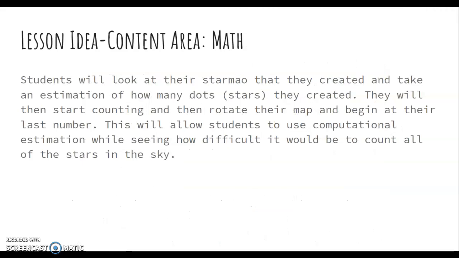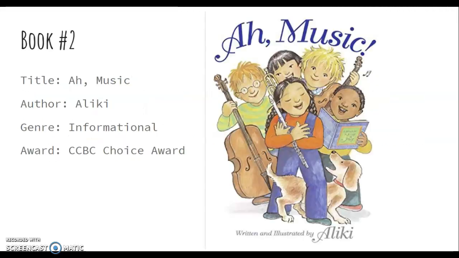For the next idea, students will look at their star map that they created and take an estimation of how many stars that they have created on their star map. They will then start counting and rotate their map and begin at their last number that they have remembered counting. This will allow the students to use computational estimation while seeing how difficult it would be to count all of the stars within the sky.